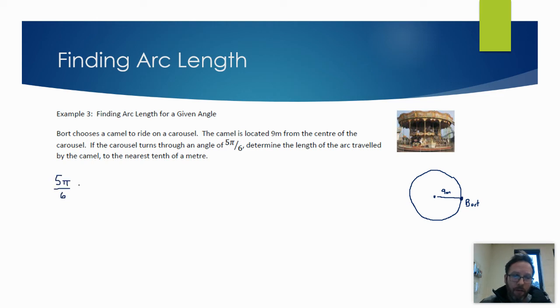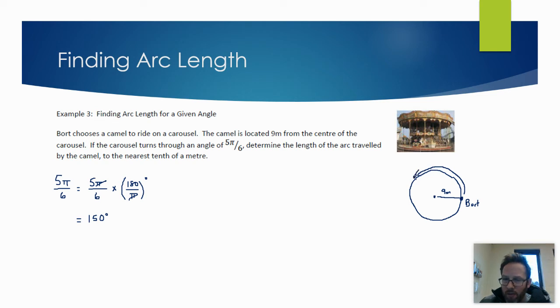So 5 pi over 6 radians, multiply by 180 over pi degrees. Pi over pi divides out. 180 divided by 6 is 30. 5 times 30, this is 150 degrees. So maybe some of you guys figured that out. You know that pi radians is 180 degrees. 5/6 of 180 is 150. So essentially, Bort has gone 150 degrees, or 5 pi over 6 radians.